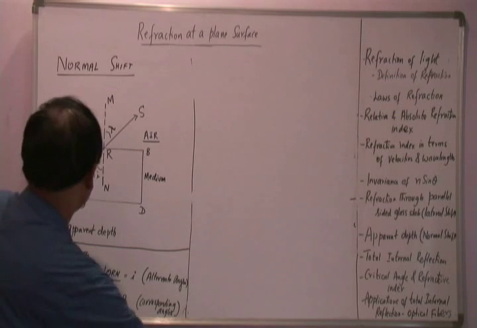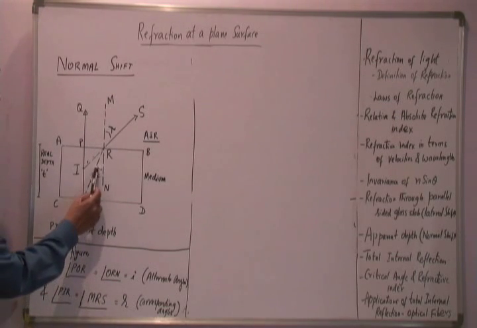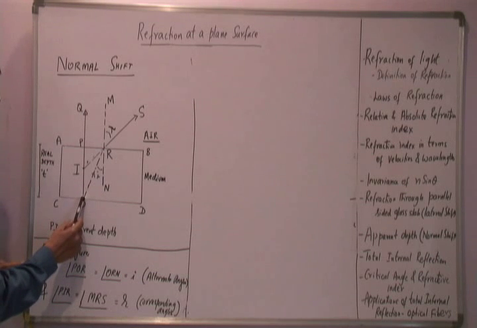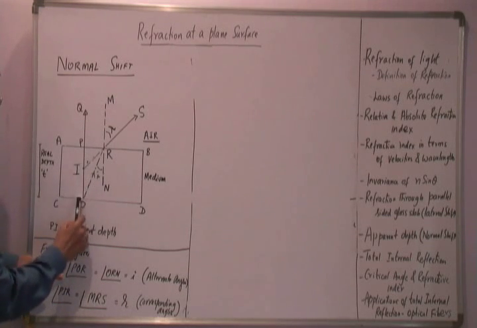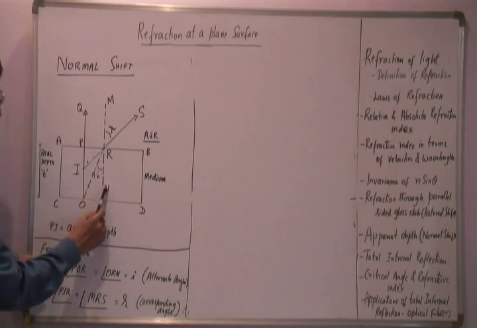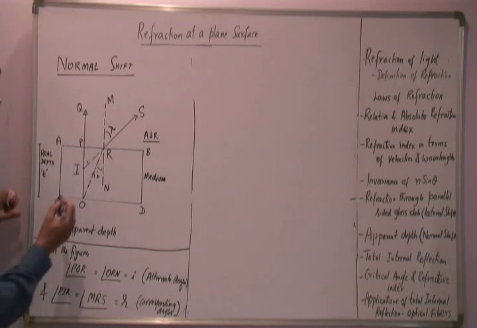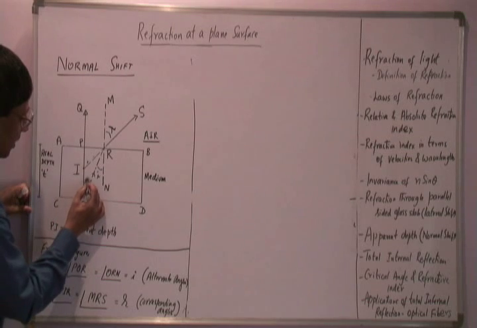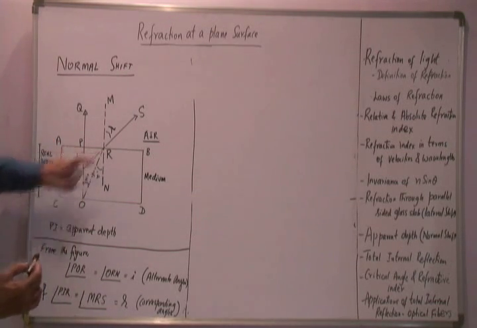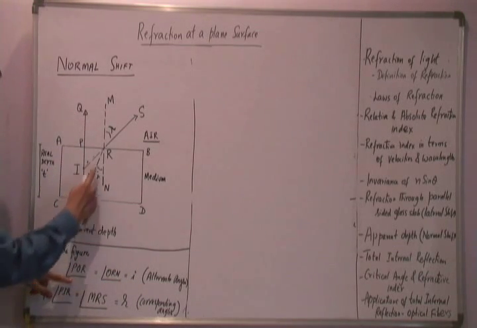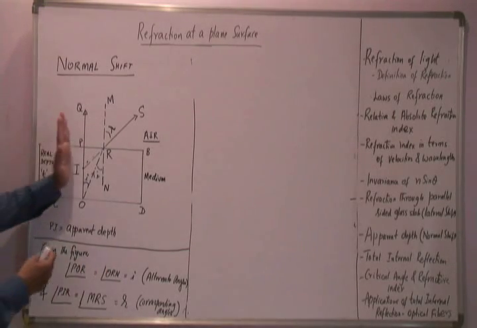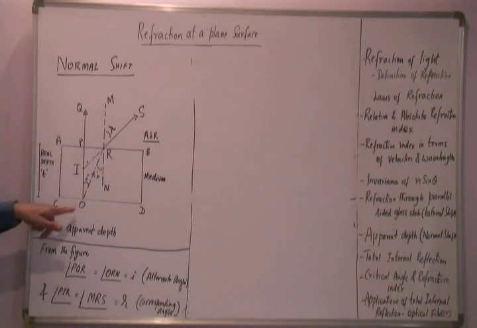So let us consider, from the figure, I know that this angle is I and this angle is R. Let me consider POR and ORN. I know this is I and therefore this angle has to be I. Therefore POR is I because of alternate angles, and therefore POR is the same as ORN, which is equal to I, because this line and this line are parallel to one another and OR is passing through these parallel lines.